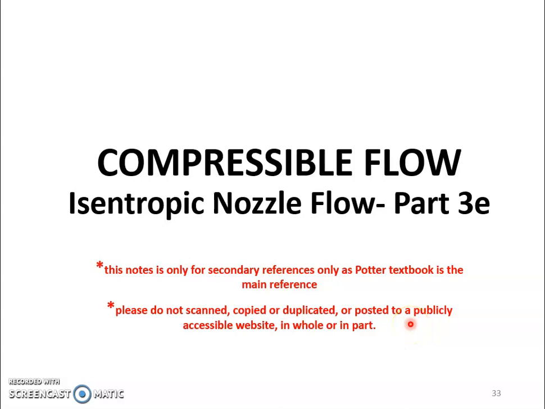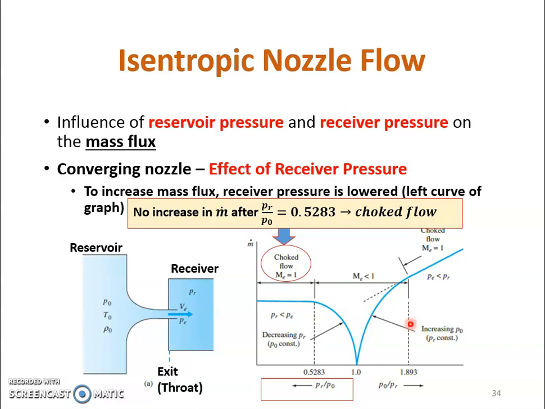So we are still in the isentropic nozzle flow and we are in part 3E. For this isentropic nozzle flow, we are going to see two types of nozzle: first, just a converging nozzle, and then later the converging-diverging nozzle.